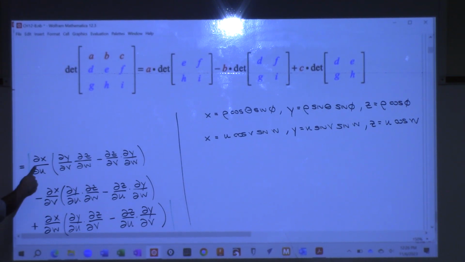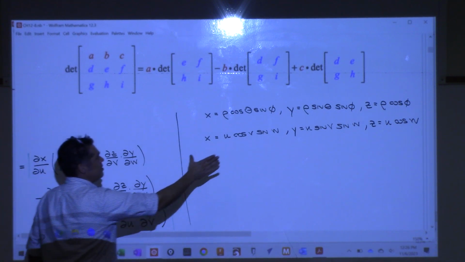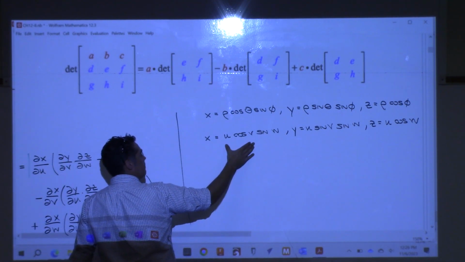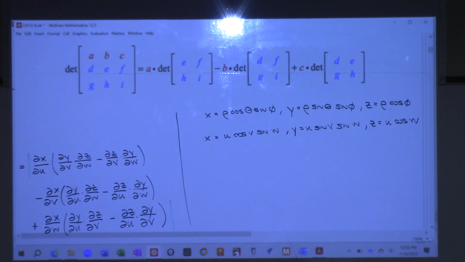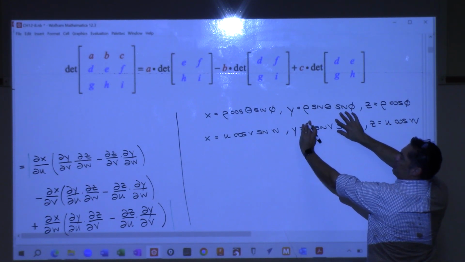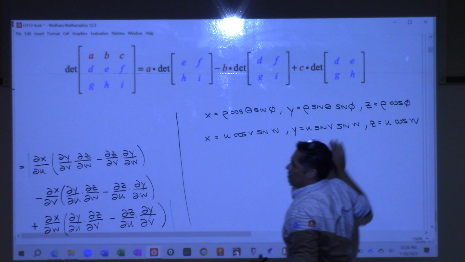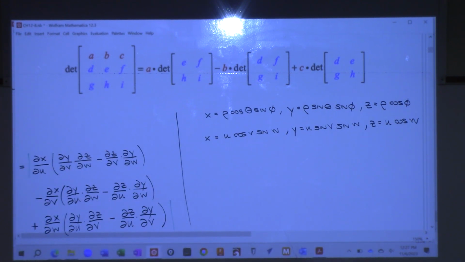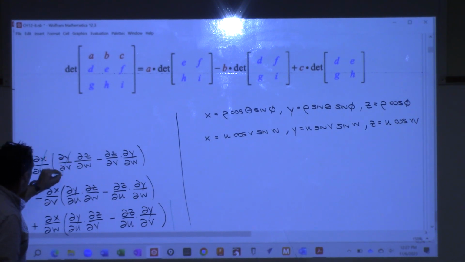It's not worth it. Okay, partial x with respect to u. Let's take our time. Here's x. What's the partial of this with respect to u? Cosine v sine w. Partial y with respect to v: constant, constant, cosine v, so u cosine v sine w. I start marking these out as we go. I've got that.